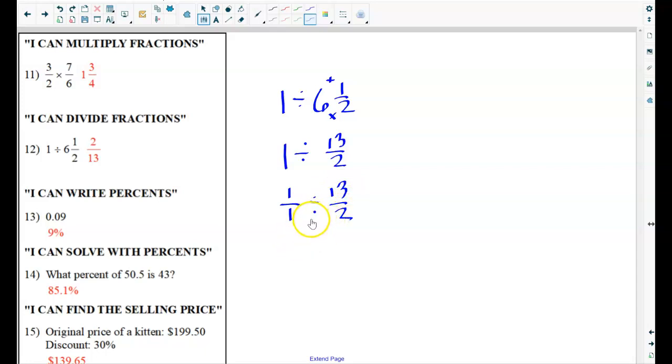Now here comes what you guys call the keep change flip. All you've got to do at this point is say, okay, division's kind of weird, so if you're able to turn it into multiplication, then you've got to flip this other fraction. So I guess they would call it keep change flip. Now we've done that and we have 2 over 13.